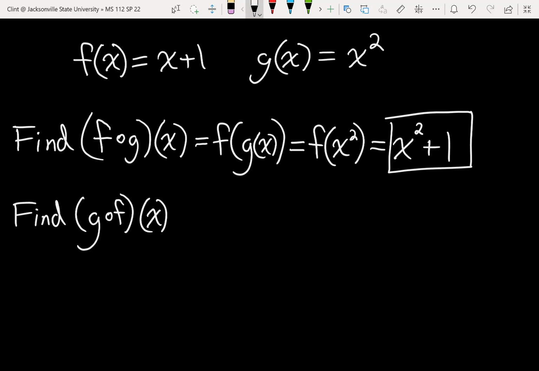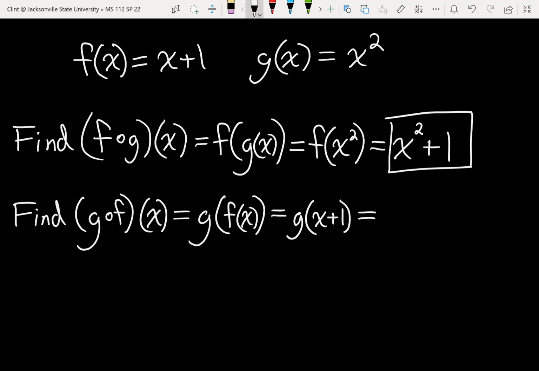But if we switch the order, this time F will go on the inside, so we want G of F of X. F of X is X plus 1, so we want G of X plus 1. So if we use X plus 1 as the input into G, instead of X squared, we'll get X plus 1 squared.